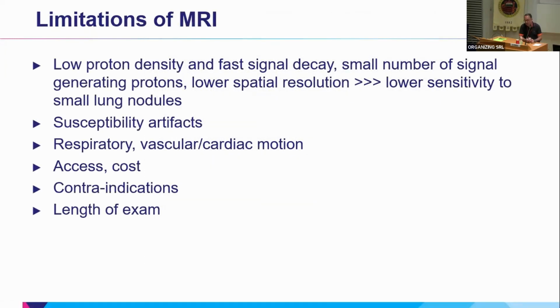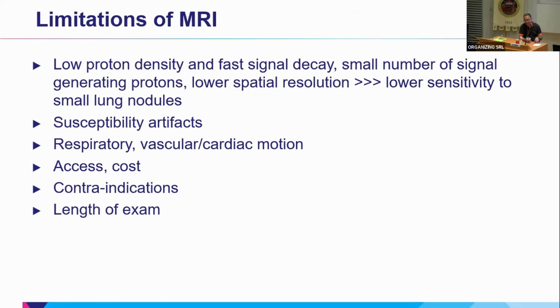There are, of course, many limitations to MRI because of the low proton density and fast signal decay in the lungs. There will be less sensitivity to smaller lung nodules. It's going to be harder to see. There'll be more artifacts because it's slightly longer to acquire. There's some respiratory, vascular, and cardiac motion artifacts you need to deal with.